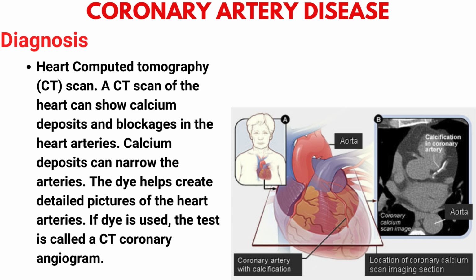Heart computed tomography scan. A CT scan of the heart can show calcium deposits and blockages in the heart arteries. Calcium deposits can narrow the arteries. Sometimes dye is given by IV during this test. The dye helps create detailed pictures of the heart arteries. If dye is used, the test is called CT coronary angiogram.